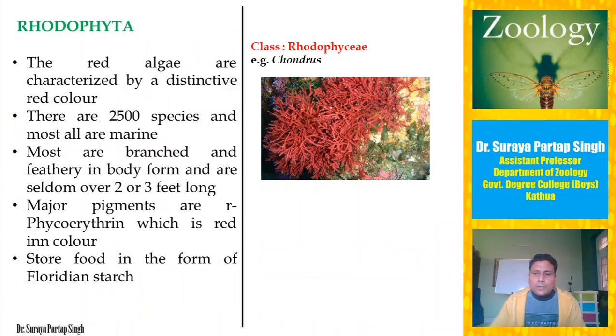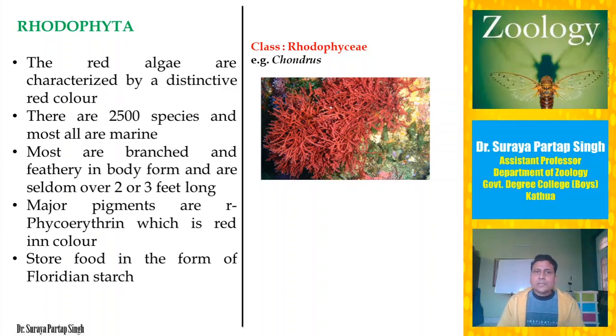Now coming to the last division of these plant-like protists, it is the Rhodophyta. Here again, from the name you can judge that rhodo means red and phyta means plant-like. So these are red algae. The members of Rhodophyta are called red algae. They are characterized by a distinctive red color. Now there are about 2500 species and all of them are marine.